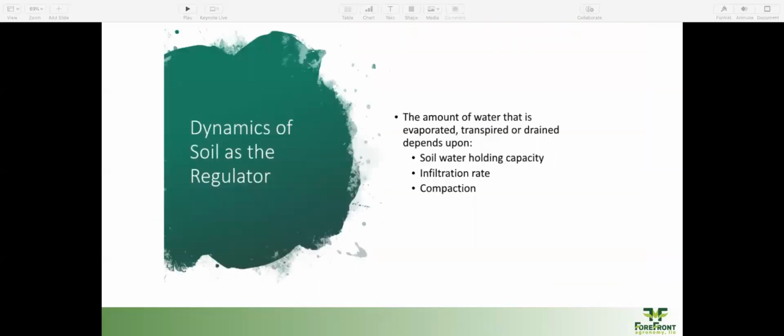So we want to think about soil as a regulator, and it's really about the amount of water that's evaporated, transpired, and drained. All depends on these three factors. What is the soil water holding capacity of that different texture? What is the infiltration rate? And what level of compaction are we dealing with? One thing I've noticed over the last many years working out here is that we deal with a lot of infiltration problems. Our soils don't take water like they used to, and there are some things we'll discuss on maybe how to fix that.